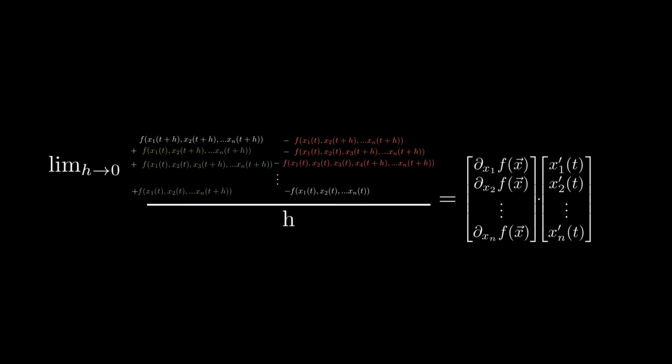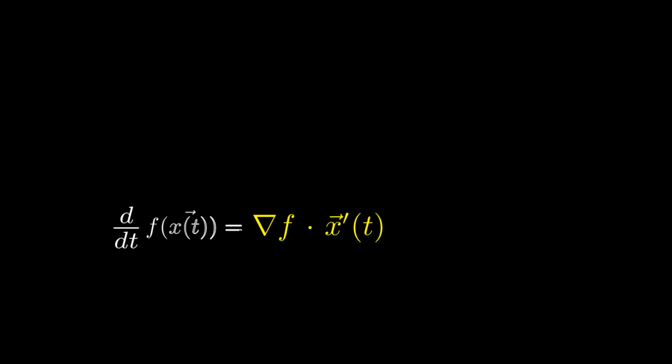This dot product can be further simplified with notation: gradient f dotted with vector x prime, where gradient f is the vector that contains the derivatives of f with respect to each variable, and x prime is the vector that contains the derivative of every variable. And so, this is the final result. The generalized chain rule of a function with any amount of variables shall be gradient f dotted with the derivative of its variables.